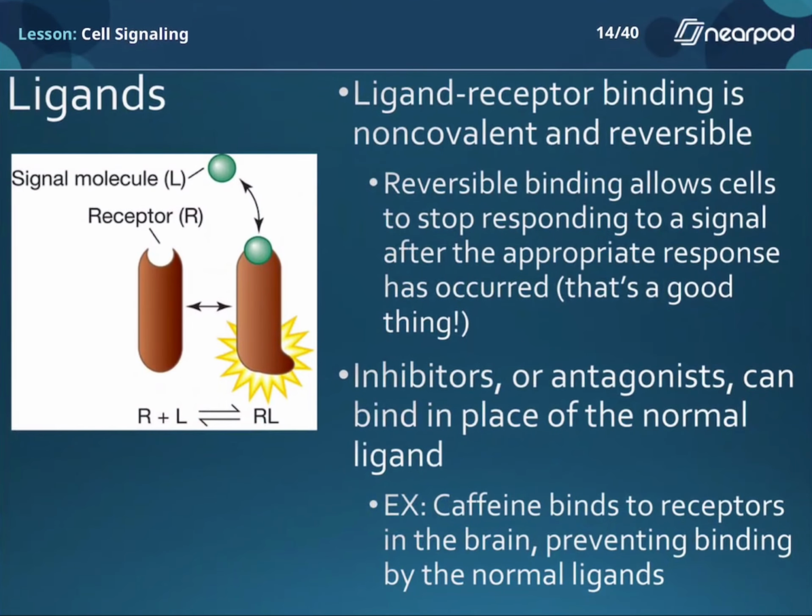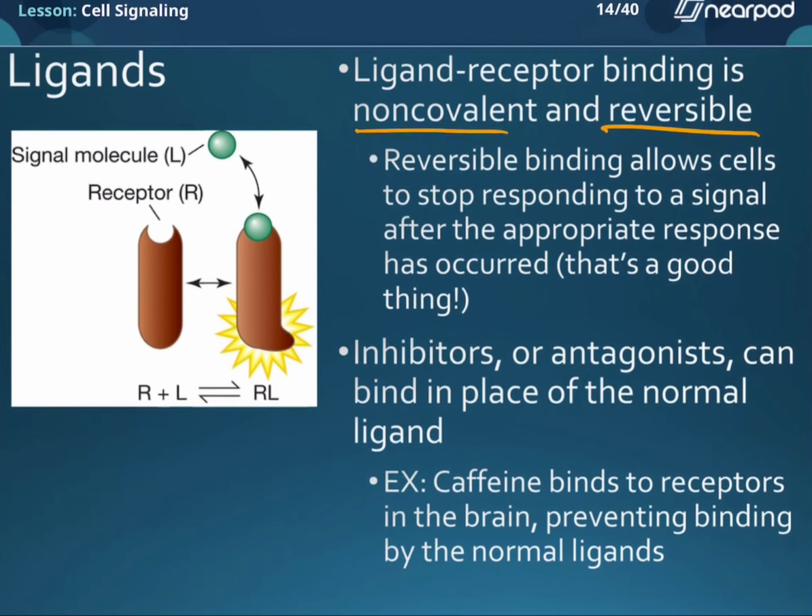So ligands. Ligand receptor binding is non-covalent and reversible. Non-covalent, reversible. So reversible binding is going to allow the cells to stop responding to a signal after the appropriate response has occurred, and that's definitely a good thing.